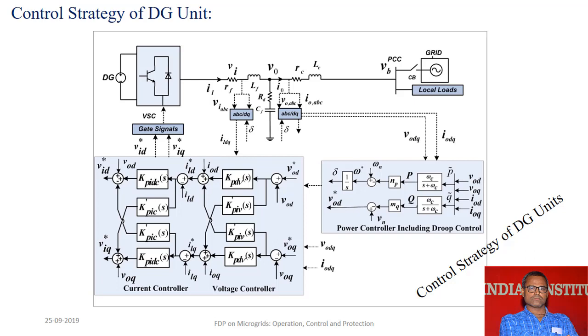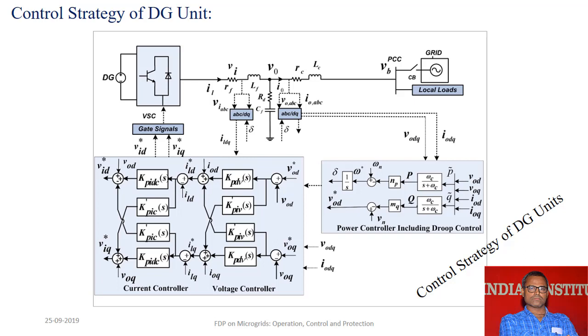It is always easy to transform the ABC parameters to DQ0 transformation for easier analysis. Already we do this in power systems, right? By transforming from the ABC frame of reference to the DQ0 frame of reference, our analysis becomes easier. After transforming, these are the control loops we can see here. These are the signals VODQ and IODQ, which are fed to the power controller that includes the droop controller. This is the external loop, and this is the inner loop, right?